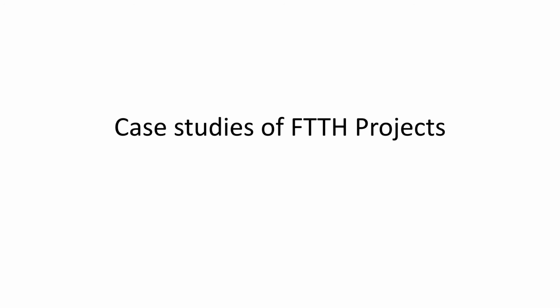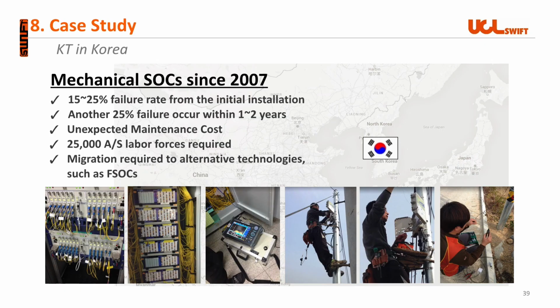Now we will show and compare a couple of case studies of FTTH projects in the world. Some cases are from FTTH trial services and some are from real FTTH installations. Korea Telecom in Korea has deployed mechanical SOCs since 2007, having a 15 to 25% failure rate from the initial installation. Another 25% failure would occur within 2 years, and this would cause unexpected maintenance costs, and 25,000 labor forces for the faulty connector maintenance could be required.